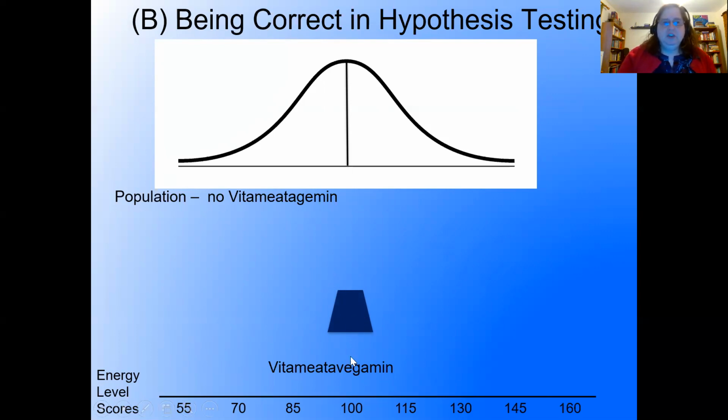It looks like my sample has a very similar mean to this population that didn't take vitamin. So my vitamin group and my no-vitamin population look very similar. When I'm comparing the sample to this population, looks very similar. Similar means, right around 100 for both.